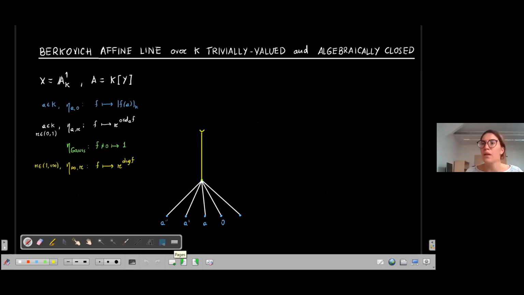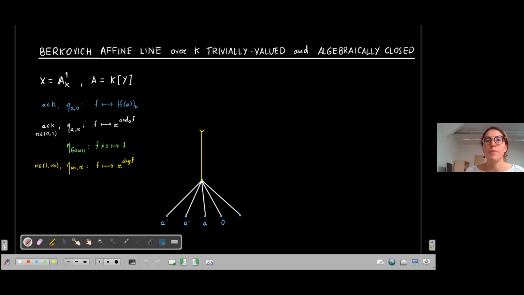Okay. So there's another question in the chat. They're asking if they can think of the Gauss norm like the generic point of the scheme. Yeah, that's a good intuition to think. In some sense, we are adding more points. Yes.